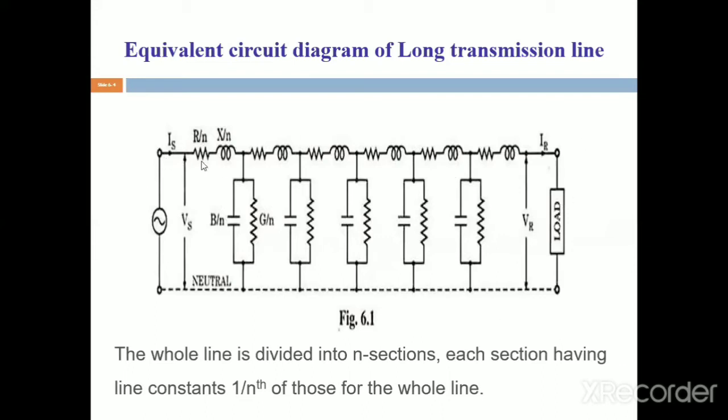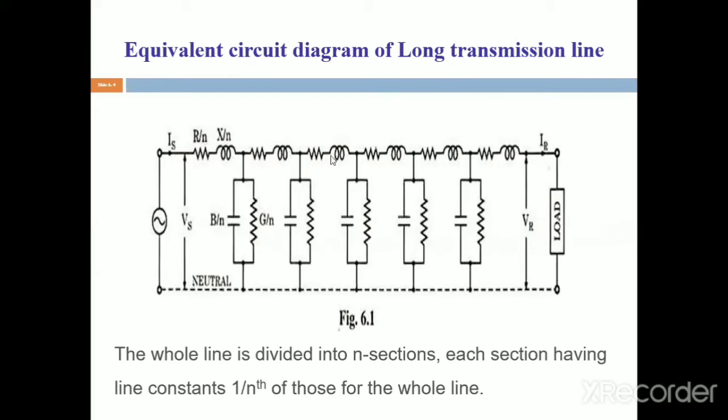Okay, the length of this line is very high, that is greater than 200 kilometers. The length of this long transmission line is greater than 200 kilometers. That's why the lumped parameters are replaced by uniformly distributed parameters.